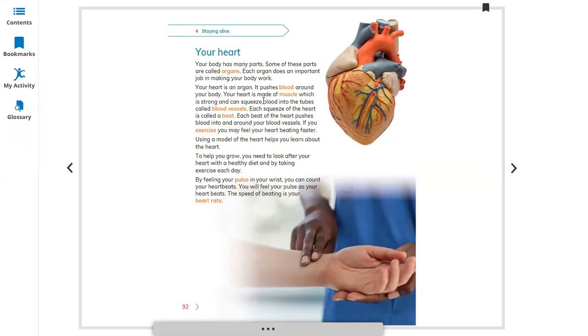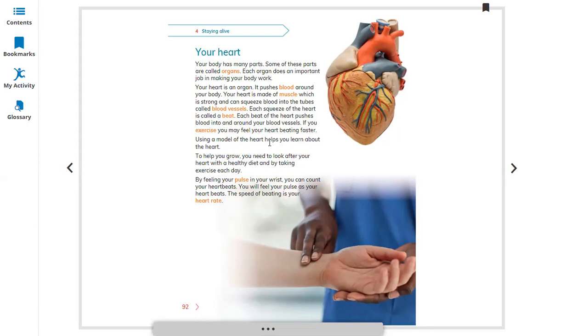Your heart is made of muscles. Your complete body, starting from your hair, from your head up until your toes, is covered with muscles. So your heart is made of muscles, which are strong and can squeeze blood into the tubes called blood vessels. Each squeeze of the heart is called a beat.